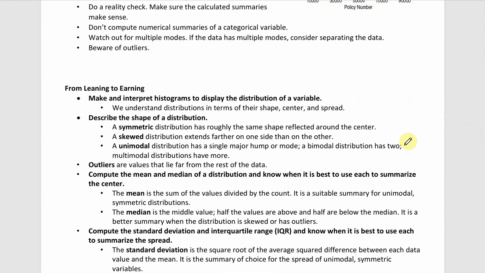Then unimodal versus bimodal, right? Those tend to come up, right? It's how many peaks do you have? Unimodal's 1, bimodal's 2. Multimodal would be more than 2.